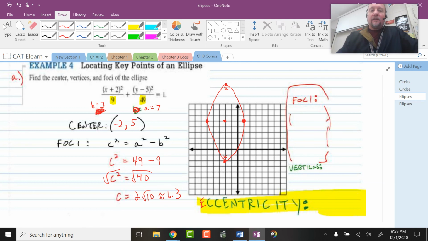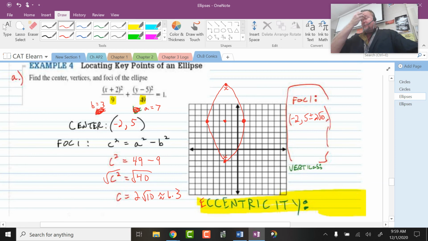So what are the coordinates of that? There's how you can write it, Alexander and everyone else. -2, 5 plus or minus that C value of 2 root 10. That's the exact format of writing that, because all I did is went to -2, 5, and I went up 2 root 10 and down 2 root 10. So that's not rocket science. That's grade school, just putting it in an exact format.